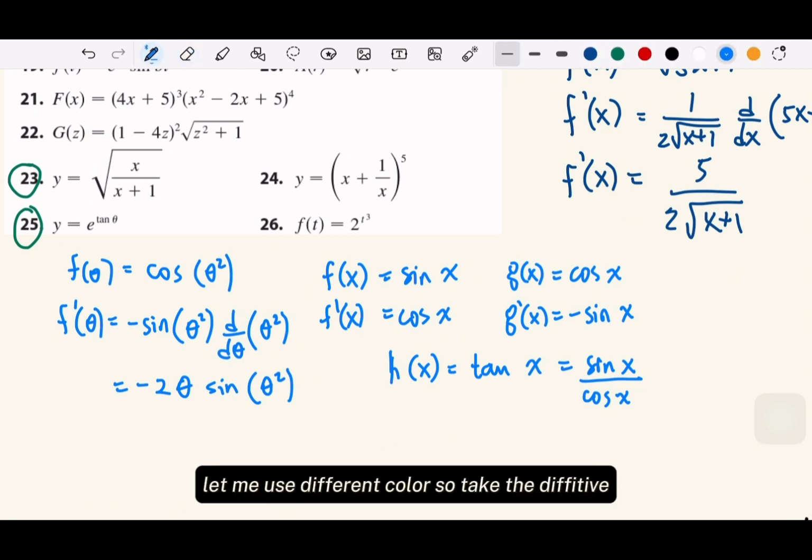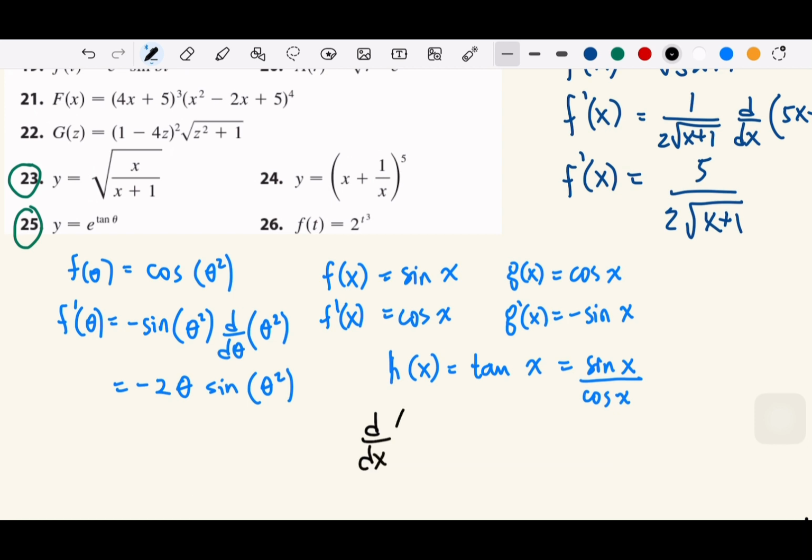Let me use a different color. So take the derivative of sine x over cosine x.